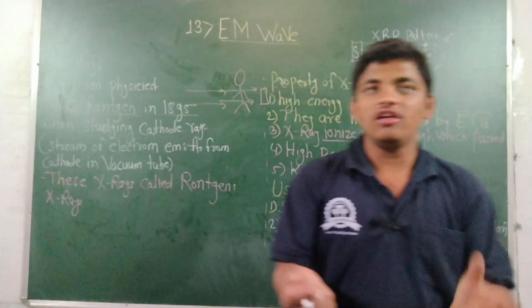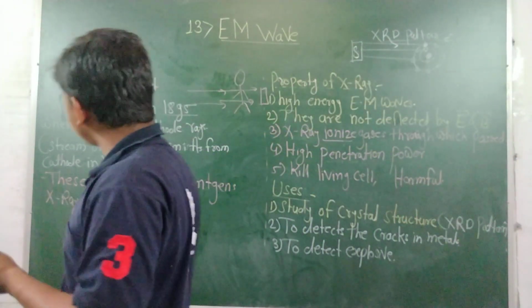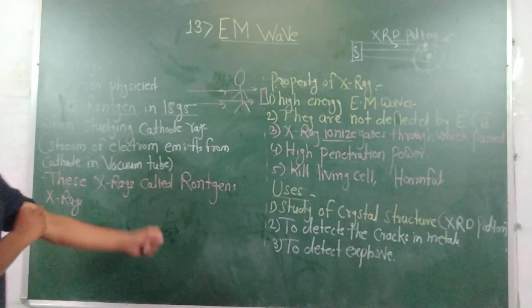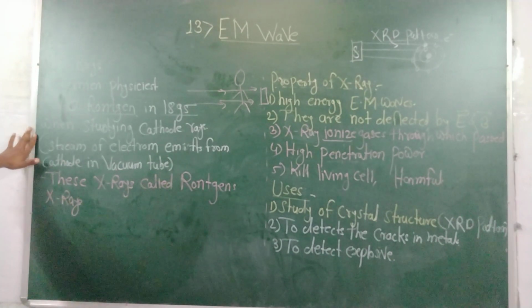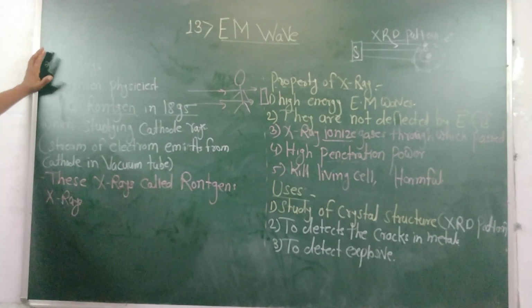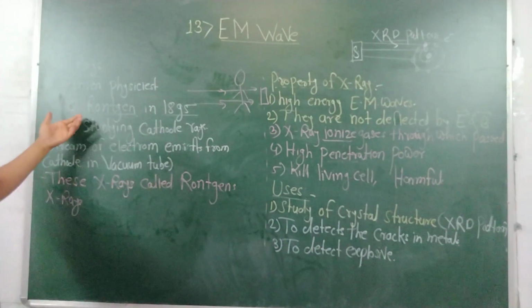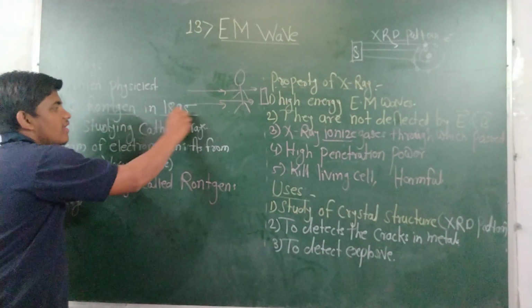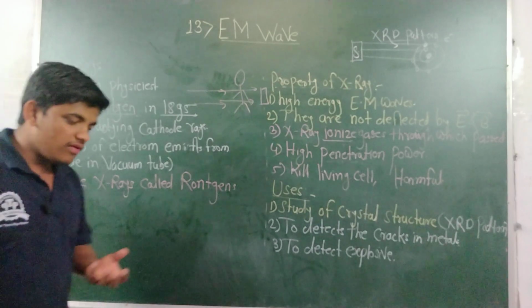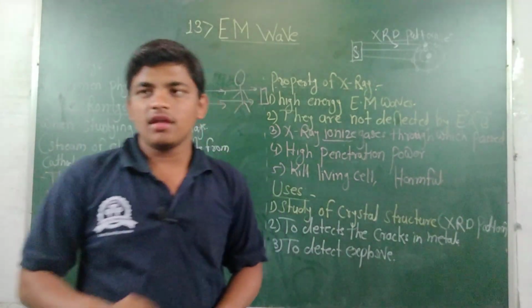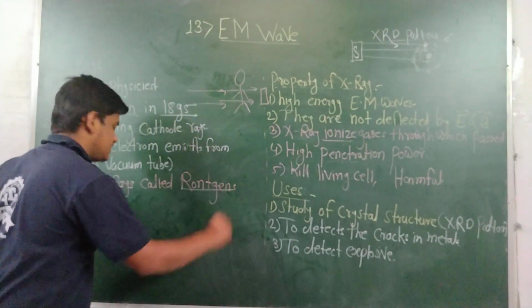We have finished all the electromagnetic waves, discussing each individually, that is property and uses, starting from the radio waves and finishing here, that is X-rays. Let's start the revision, only 1 minute. The German physicist who discovered the X-rays is W.C. Roentgen, in 1895. When studying the cathode rays, a stream of electrons is emitted from the cathode in a vacuum tube. This is called Roentgen X-rays.